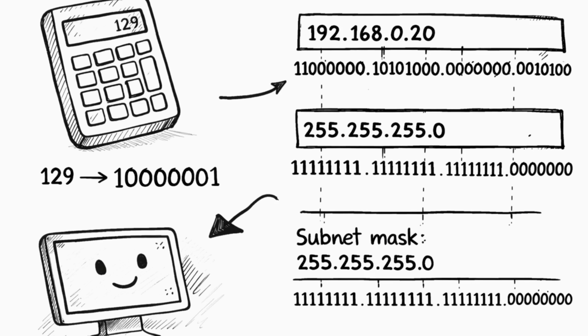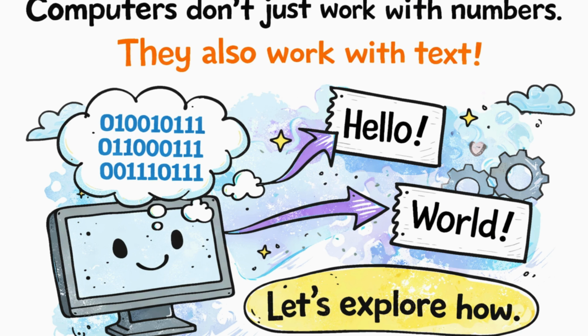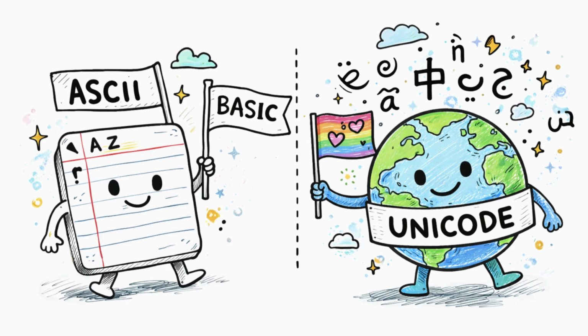In the previous lessons of this section, we have explored how computers use binary to represent numbers. We've seen how IP addresses and subnets work at the binary level. But computers don't just work with numbers, they also need to store and transmit text. So that's what we're going to talk about in this lesson. The character encoding systems of ASCII and Unicode.